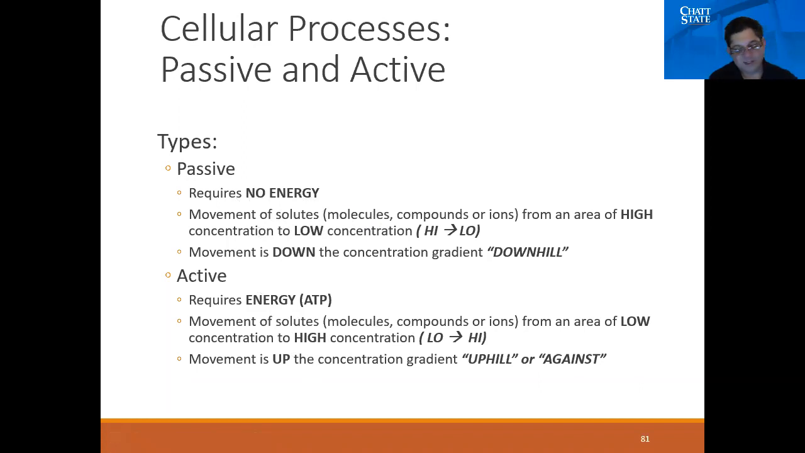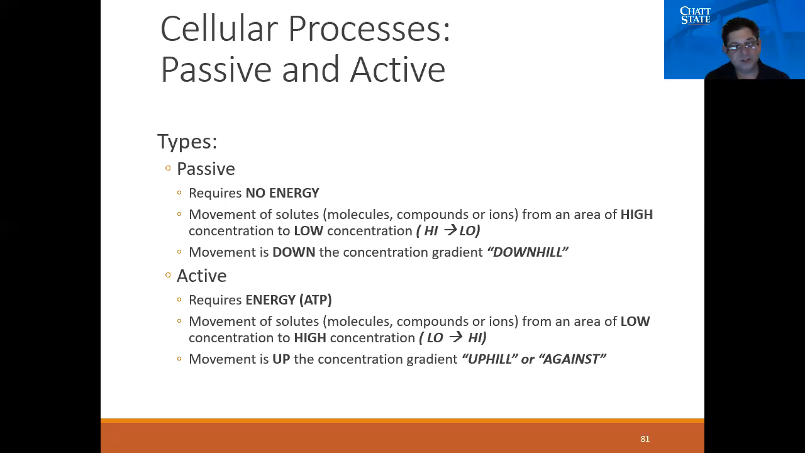So you tell me, does it take any energy to fall downhill if you're at the top of a hill? No, it doesn't. You just fall right on down there, right? But it does take energy to climb up that hill, doesn't it? That requires energy. That would be active. So to go uphill is active transport, we're going to see. To go downhill, what they call it, is passive transport.